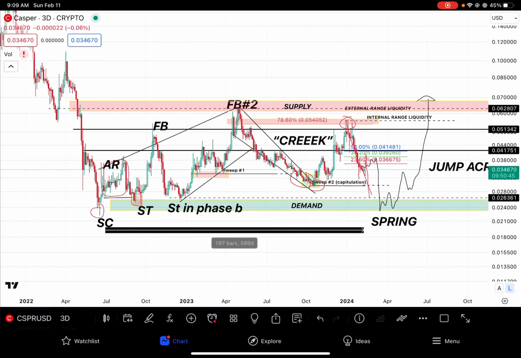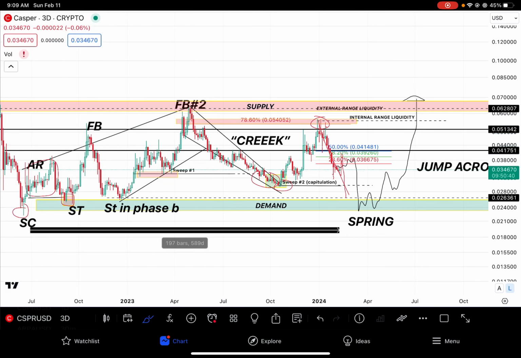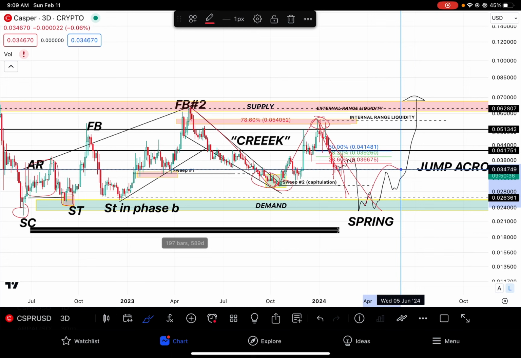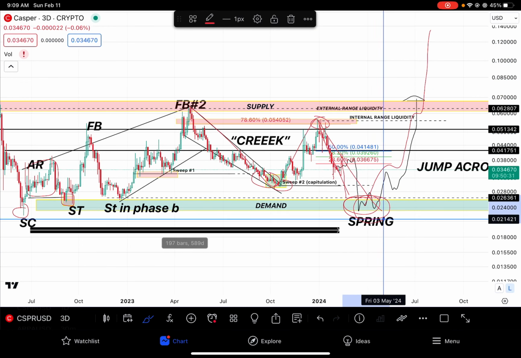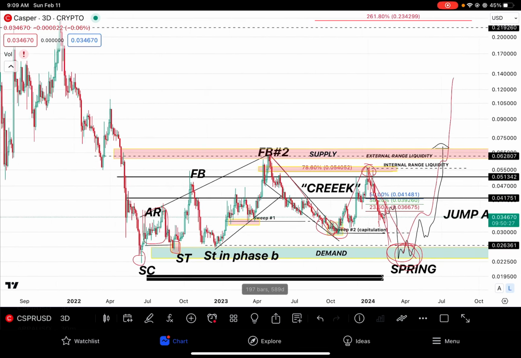Okay, so we had your creek phase. We had your A, B, C correction. Now we're going to have an aggressive 5-wave move up once we get down to this demand zone over here. Okay, so I hope you guys enjoyed the Cspr video.